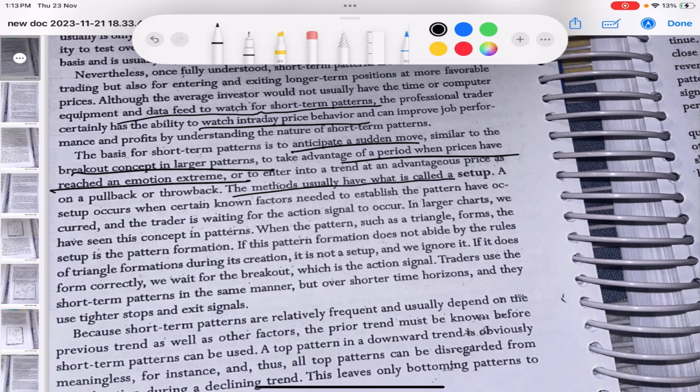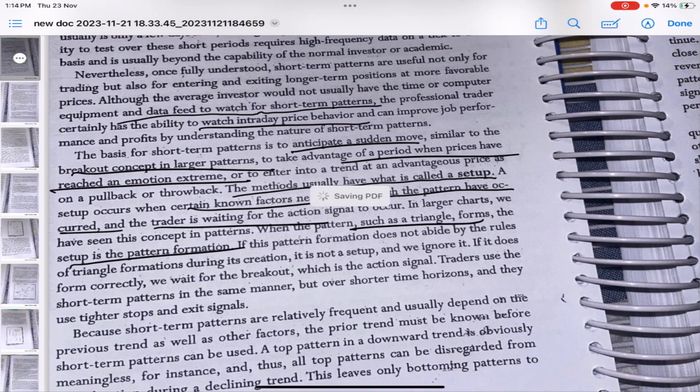The methods usually have what is called a setup. We all know that we need to have a particular setup before we take any trade. A setup occurs when certain known factors needed to establish the patterns have occurred and the trader is waiting to enter. So, what is a setup? Let's say I am a person who is trading only crossovers of moving averages. So, for me, the crossover has to occur, and that is my particular setup. For somebody who is waiting for the breakout of the resistance, that is their setup. Alright, they have just explained it more.